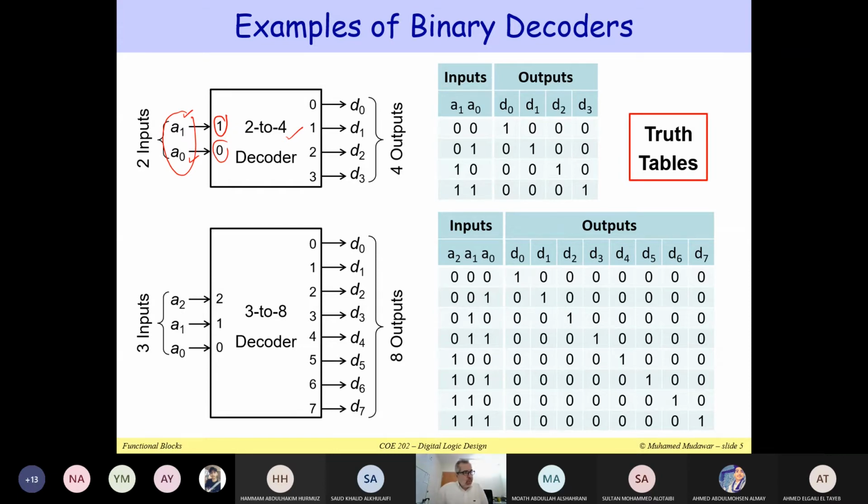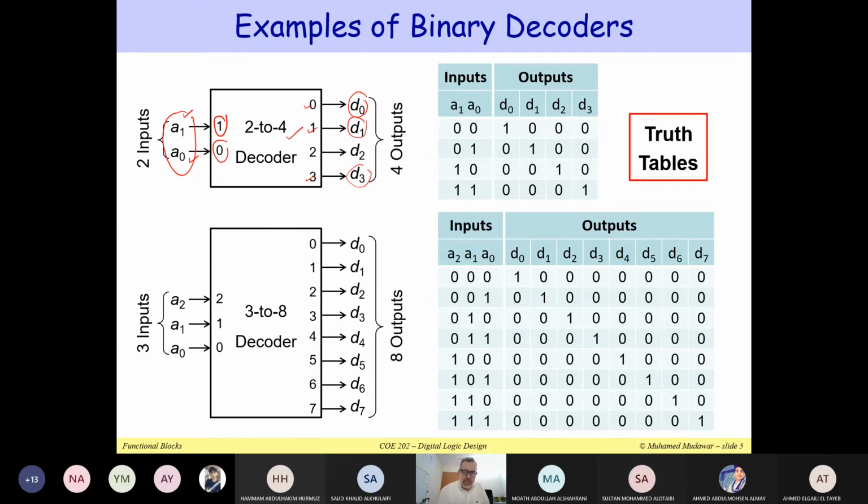We have 4 outputs. We can number them from 0 to 3. So this is output 0, this is output 1, and this is output 3. So we can call them D0, D1, D2, and D3. Okay? So these are my outputs. Now the decoder is nothing but a combinational circuit, and therefore we can draw a truth table for the decoder.